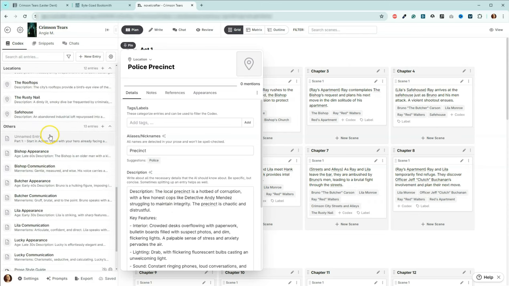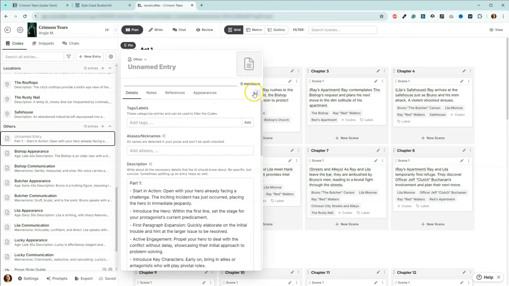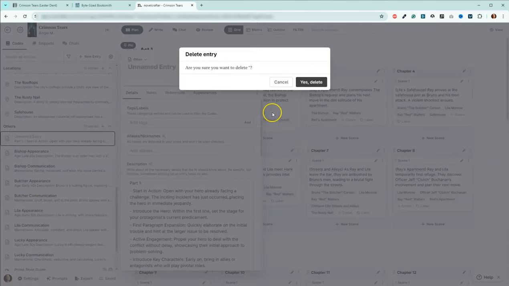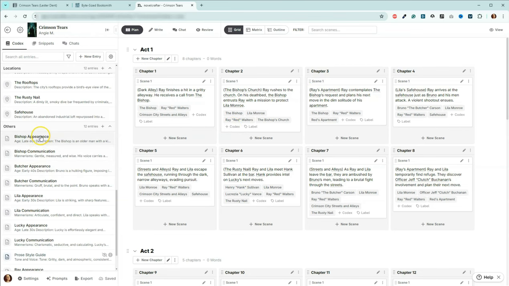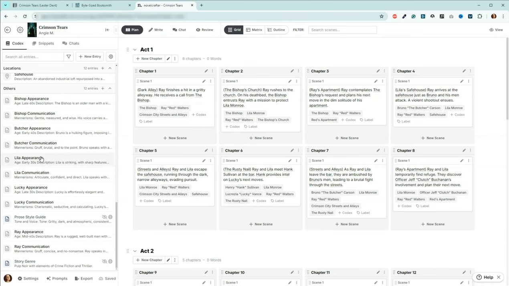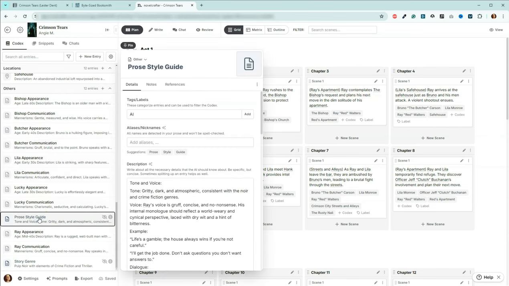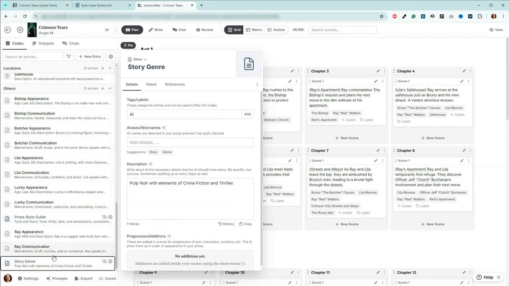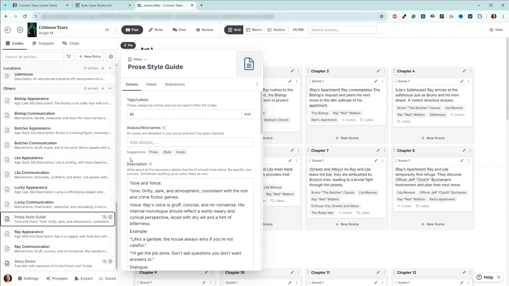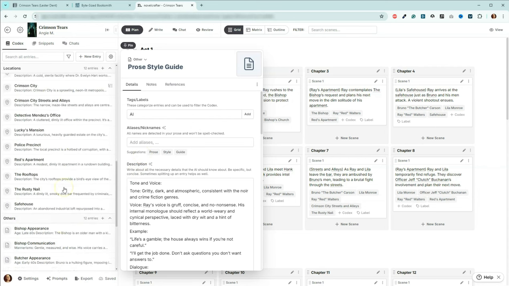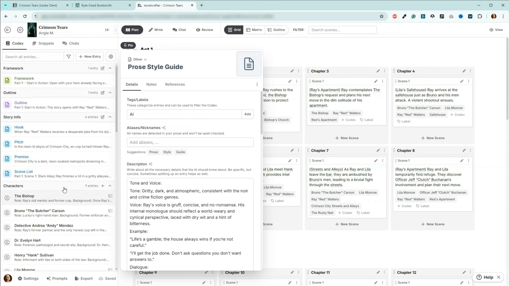And then this is one that I added the other day accidentally when I was creating something, that can go away. Then under others here, we've got the appearances and the communication styles, as well as the prose style guide and the story genre, which we've talked about as well, with elements of crime fiction and thriller in here. These are the only ones that are actually labeled as AI and that are going to be included every time you send something to the LLM. It's going to include the prose style guide and the story genre. So everything else should be called by name when it's mentioned.